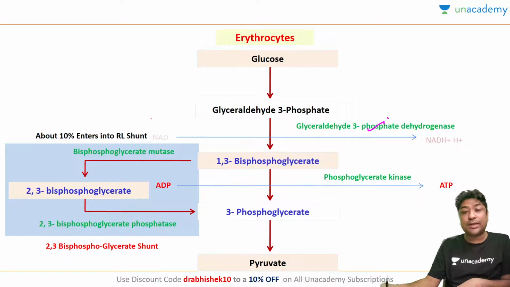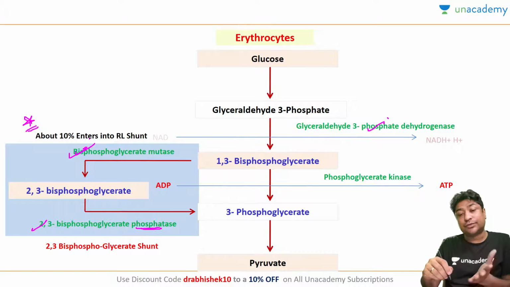This enzyme is called 2,3-biphosphoglycerate mutase, and this is called 2,3-biphosphoglycerate phosphatase, because it is going to remove the phosphate. So this is your Rapoport Luebering cycle, or 2,3-biphosphoglycerate shunt.